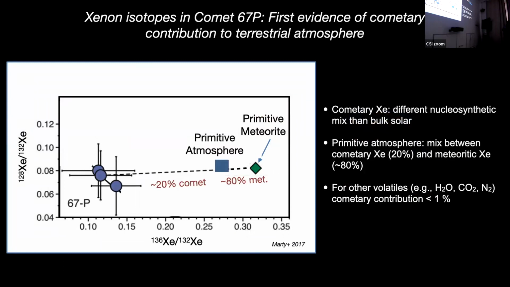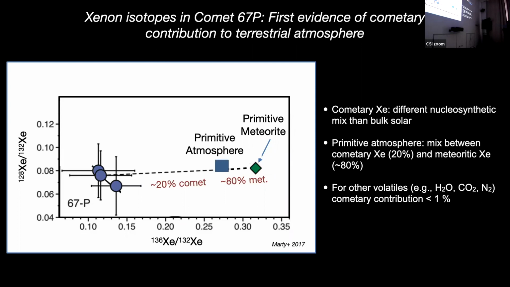These are the primitive meteorite composition, and this is the primitive atmosphere of the Earth when the Earth formed. Since then, it evolved a little bit, but this is second. And so, in fact, you can make the primitive atmosphere on Earth by mixing xenon from comets and xenon from meteorites. And the mixing proportion is about 20% xenon from comet and 80% xenon from meteorite. This means that here we have also evidence that the comet contributed some volatile elements to the Earth.